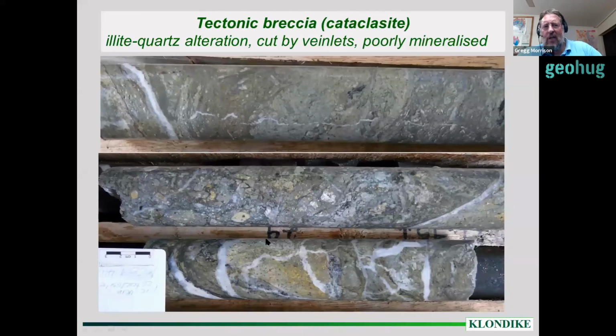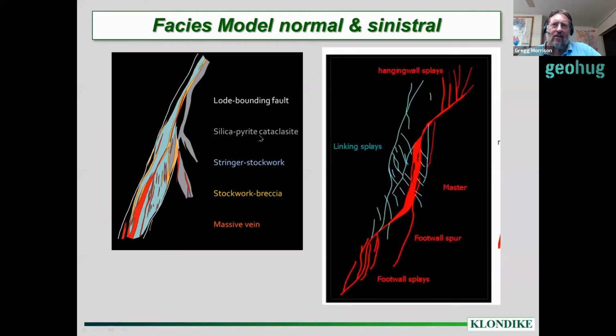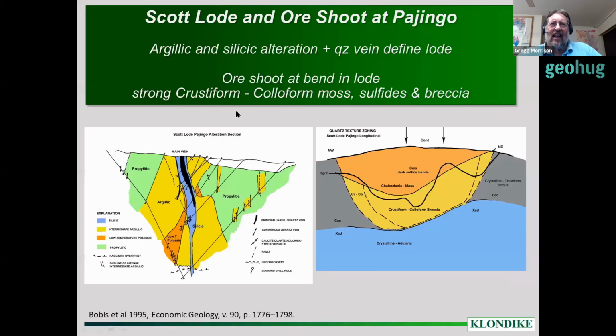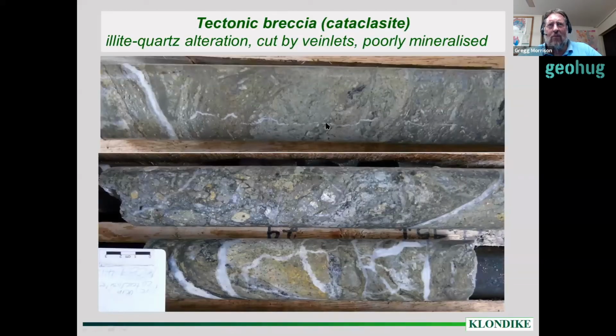So these are just some quick pictures of some of the textures of those different zones. Here's the cataclasite, the sheared up illite altered rock that becomes a tectonic breccia with fragments of veins as well as of the variably altered and part silicified rock. And it gets some overprint by squibby little veins, but often not very many and quite narrow sort of structure.